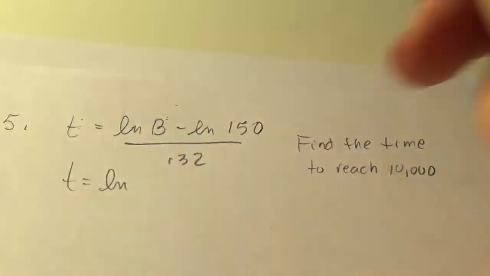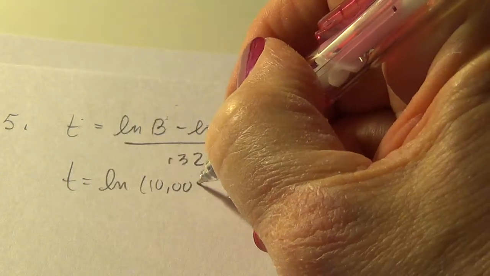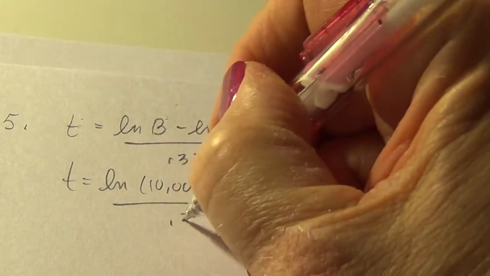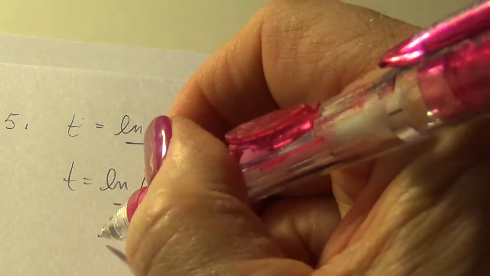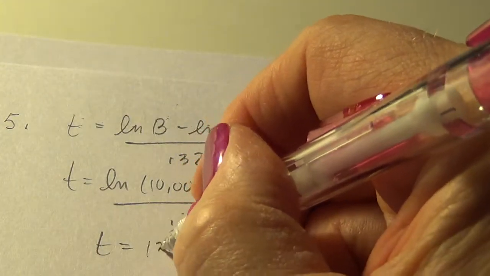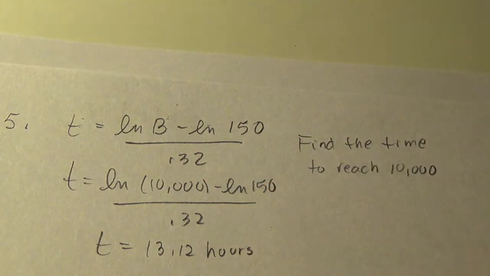So it's sort of a plug and chug. ln of 10,000 minus ln of 150 divided by 0.32. So you'll just have to be able to use a formula that has logs in it. 13.12 hours when you tap it out.